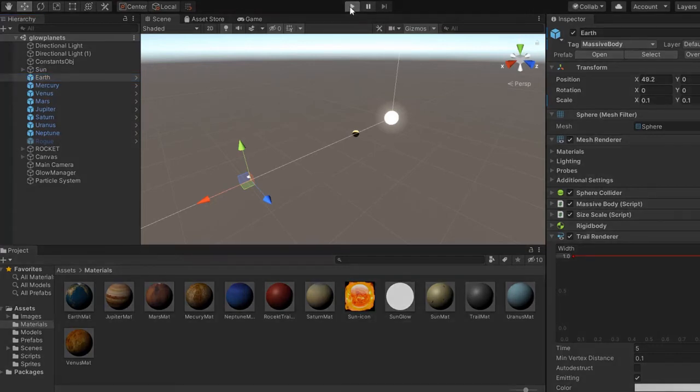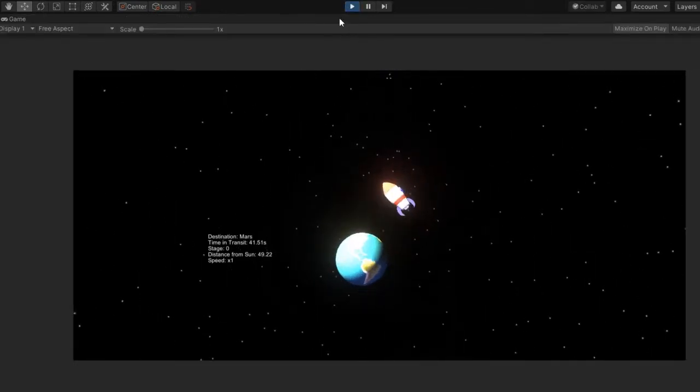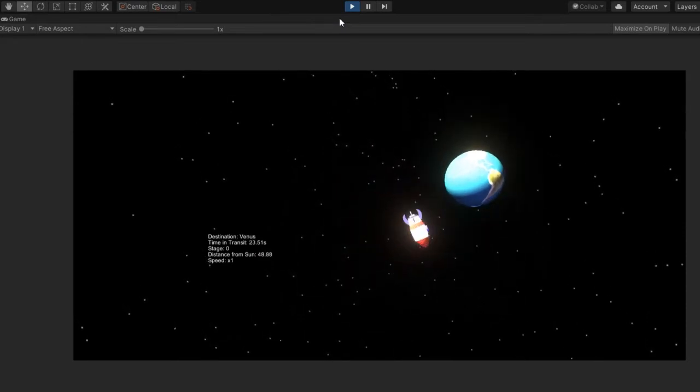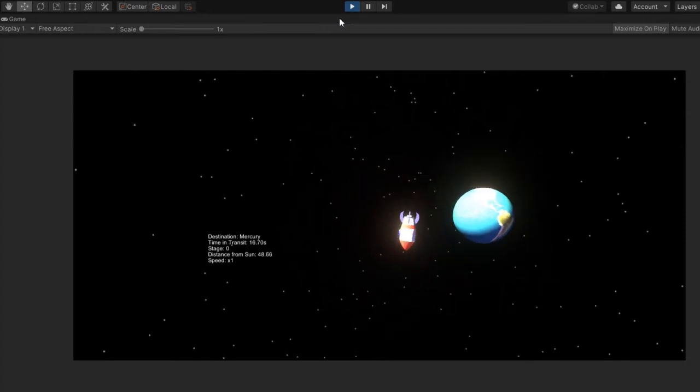This is a simulation of the solar system in Unity game engine. In this simulation, we can travel from the Earth to any of the other planets.